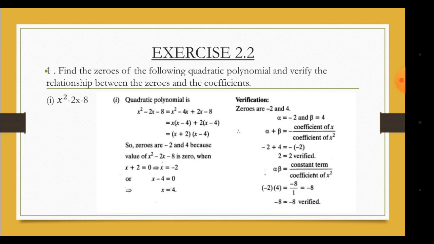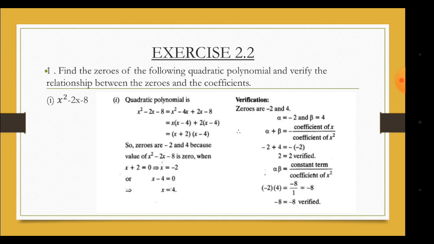Now replace here values. Alpha is minus 2, beta is 4. So minus 2 plus 4 equal to 2. And on this side minus coefficient of x means minus of minus 2 upon coefficient of x square means 1. So minus of minus 2 upon 1 means 2. So here we get both the sides equal. That means our first relation gets verified.